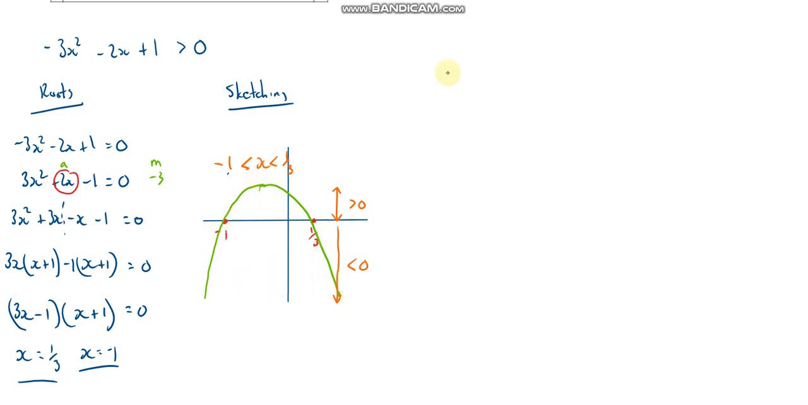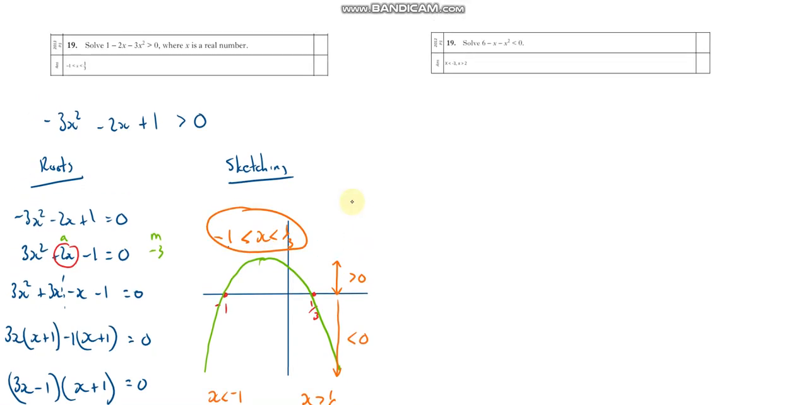If it was asking for when it's less than 0, you'd be saying, okay, well, it's when x is less than negative 1. That's all those values there. Or it's when x is greater than a third. It's all these values, on and on and on. Okay, so that's your two different types of answer. And in our case, we're going with that one. Okay, negative 1 and a third.